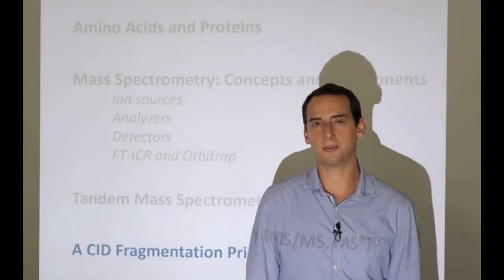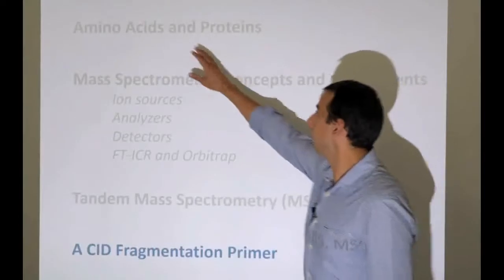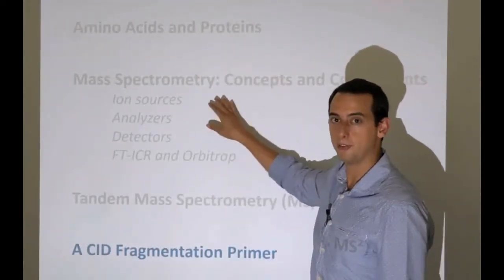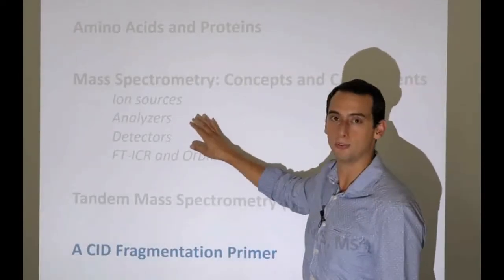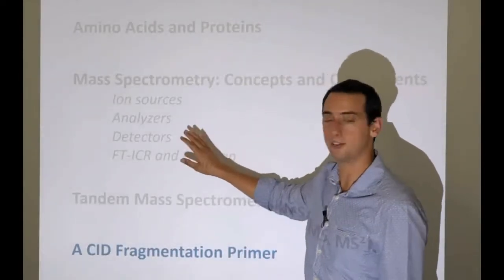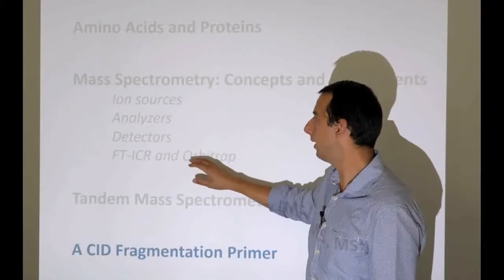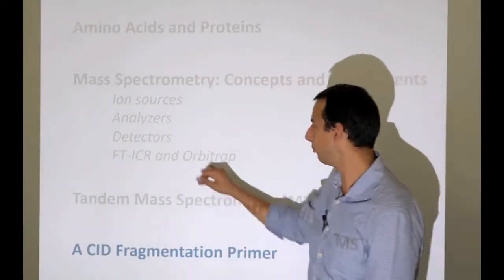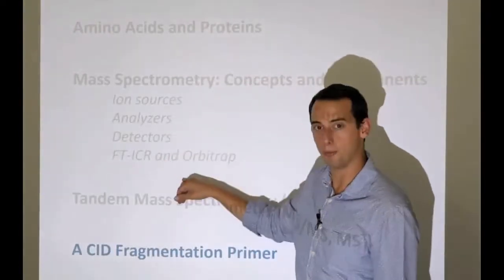We're now looking at the 7th and final installment of our series on mass spectrometry basics. We've talked about amino acids and proteins in the first lecture. We talked about the basic concepts of mass spectrometry and ion sources in the second lecture. Third lecture was about the mass analyzers. Fourth lecture was about the detectors. Fifth lecture was about the Fourier transform ion cyclotron resonance instrument and the Orbitrap. That summed up the whole mass spec bit.